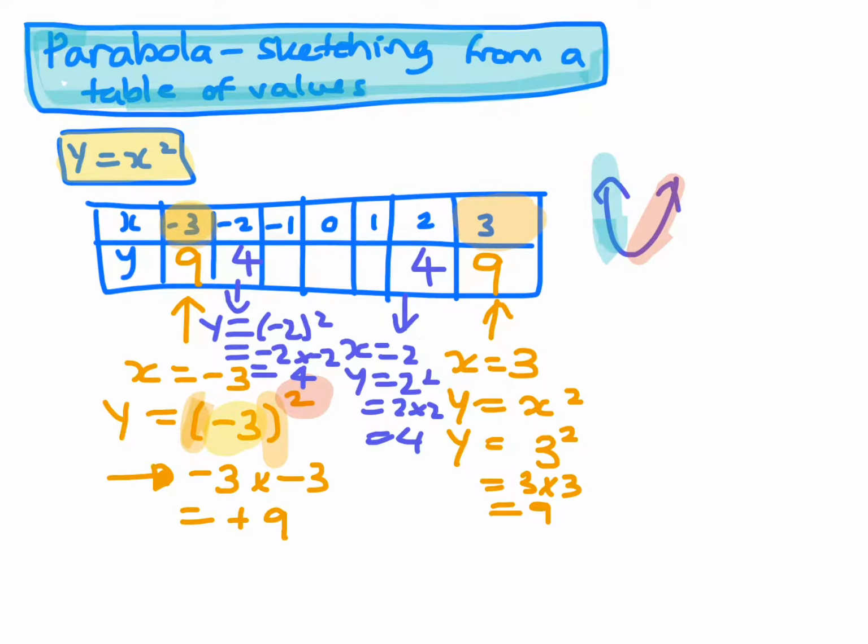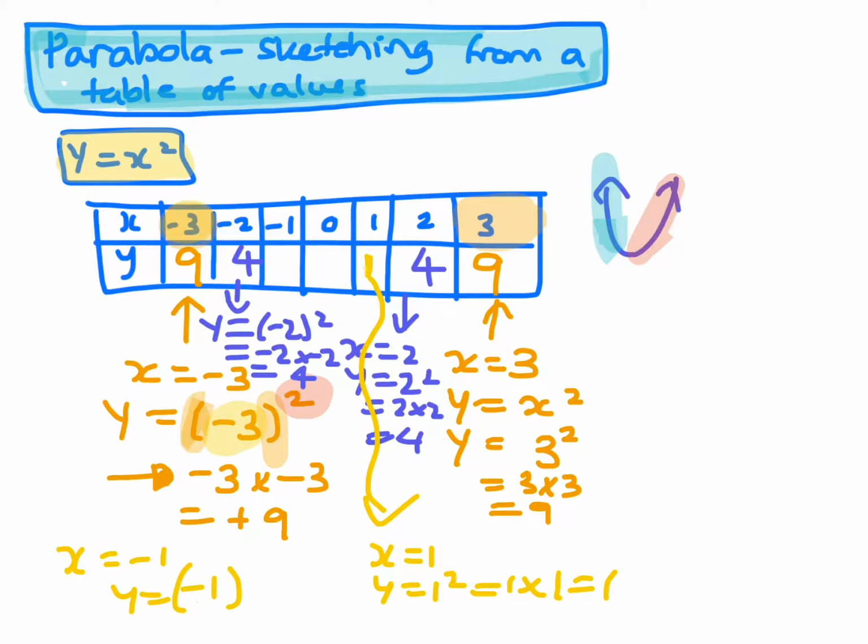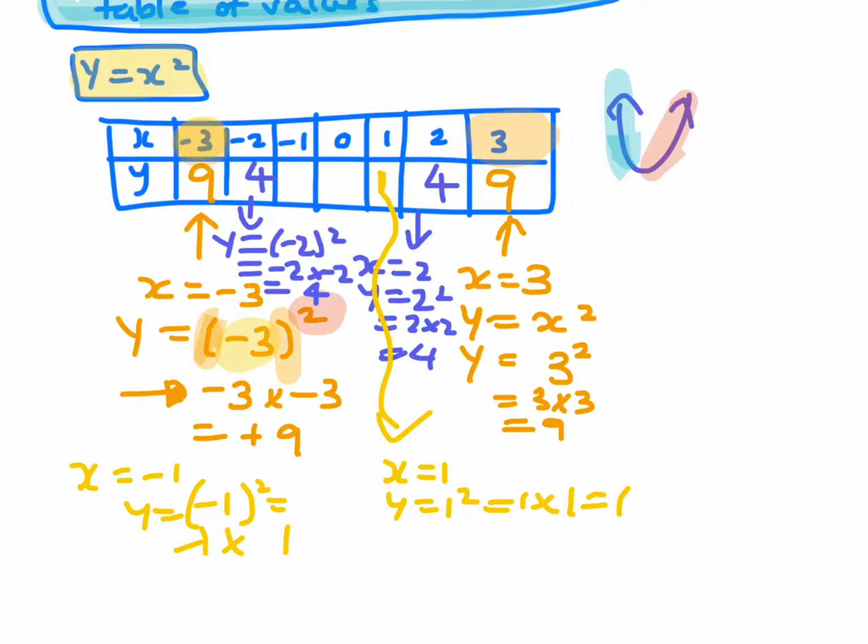Okay, so let's look at the number 1. If you put in x equals 1, y equals 1 squared. 1 times 1 is 1. And put in -1, I reckon you'll get the same thing. Put a bracket in, (-1) squared. -1 times -1 is 1. And then finally, if you put the 0 in, y equals 0 squared. 0 times 0 is just 0.